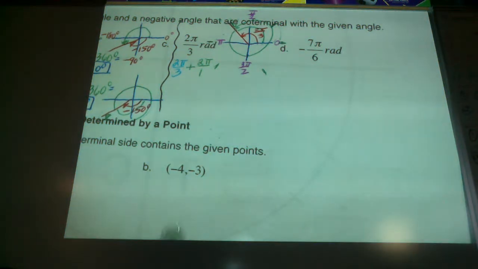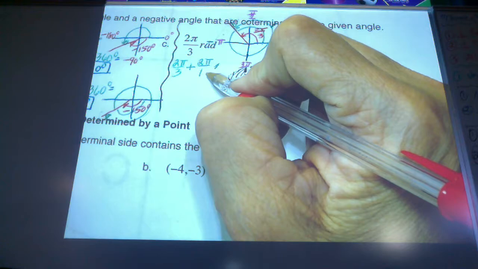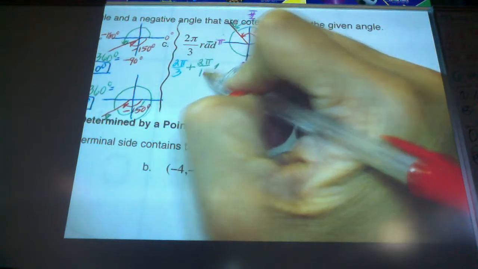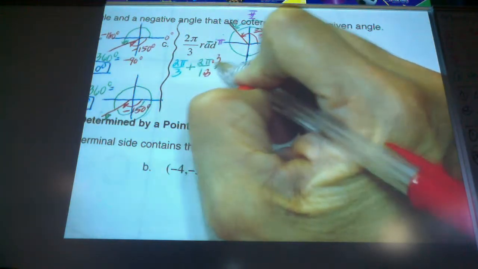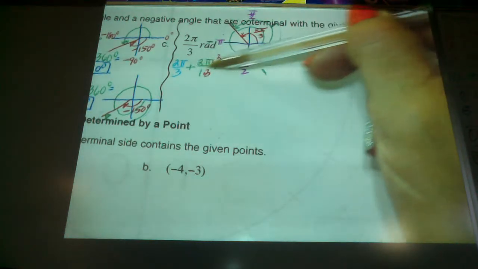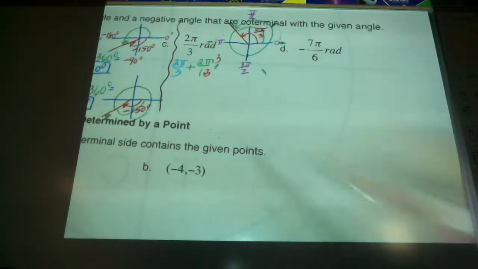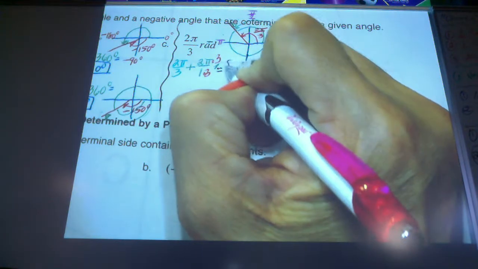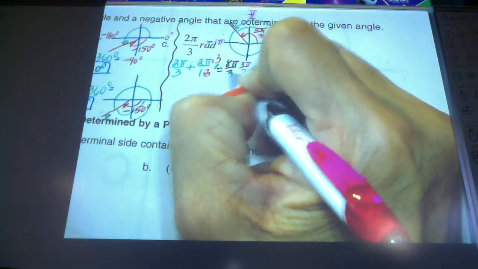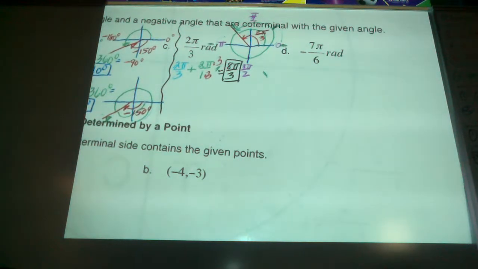But 2 pi is not a fraction, so I turned it into a fraction. What's the denominator that I want to have? A denominator of 3. So I want to multiply this by 3, so I multiply the numerator by 3. What's this numerator now? This is 6 pi, plus 2 pi gives us what? So this equals 8 pi over 3. We're going to test that by counting. That's going to prove to you that it works.